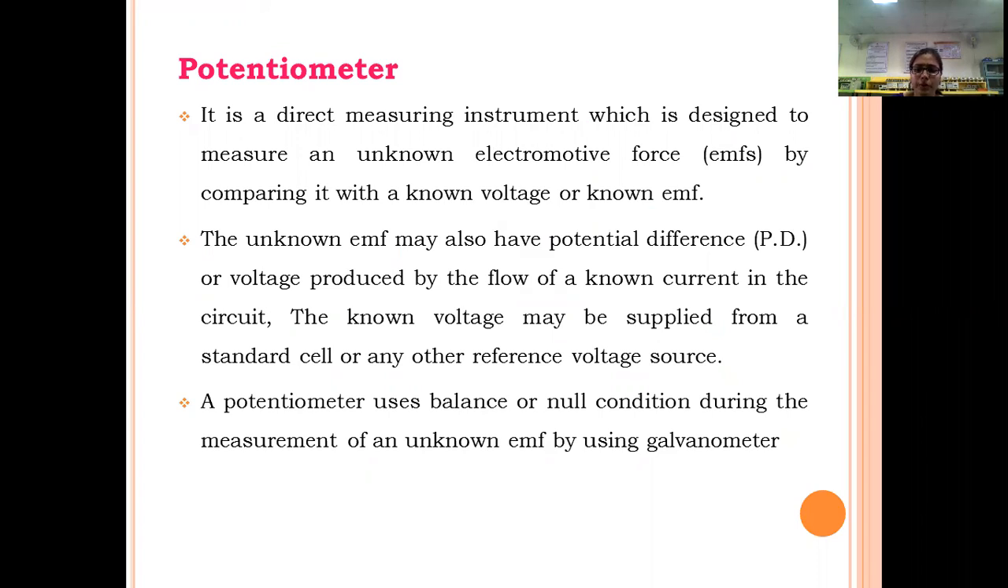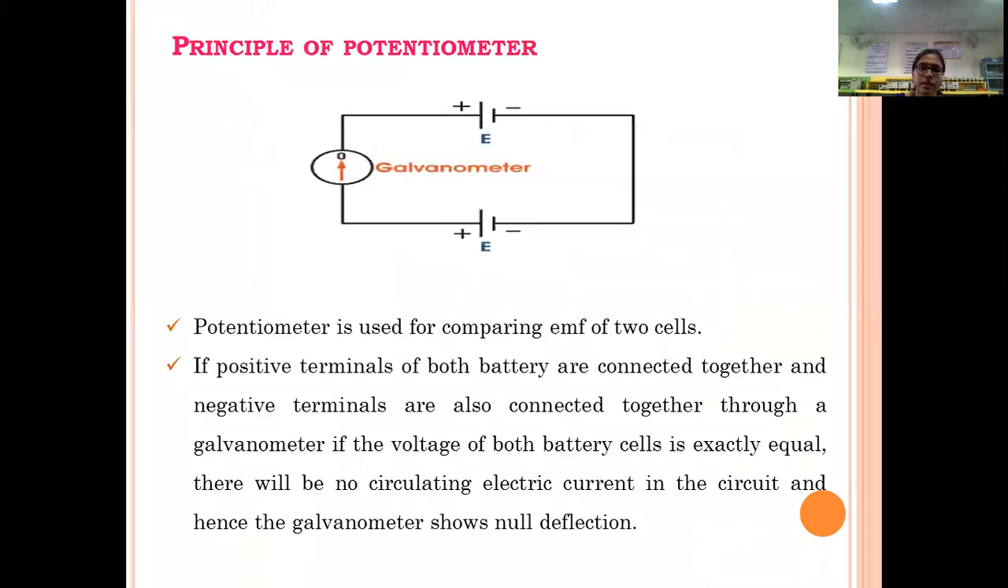So how to measure the value of unknown EMF? Unknown EMF value will be measured by using the balance conditions. The balance condition is obtained when the galvanometer shows the null deflection. So this is the circuit in which we connected the two cells. One cell whose EMF is known, another cell whose EMF is not known, or which is to be measured. In between we connected a galvanometer. So when the galvanometer shows the null deflection, that means the potentiometer is in balance condition.